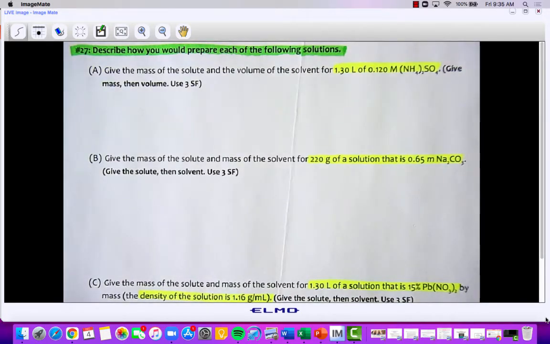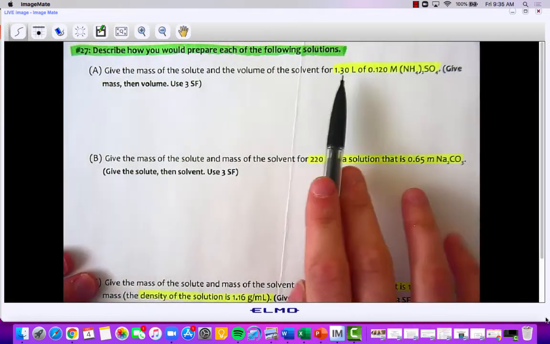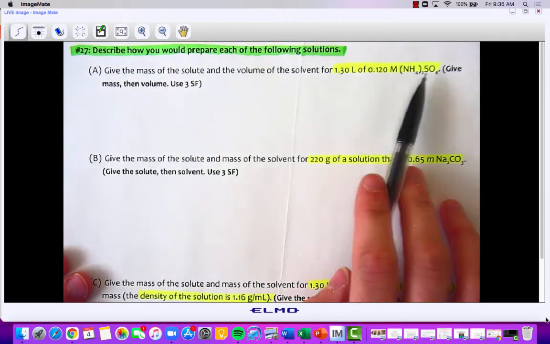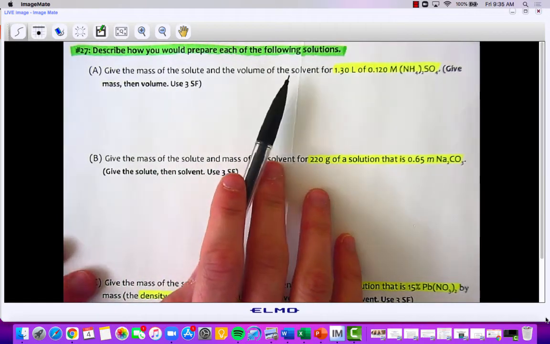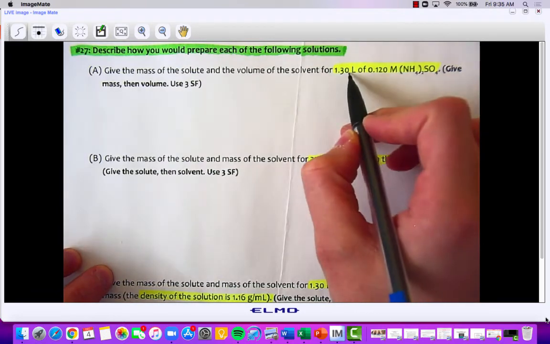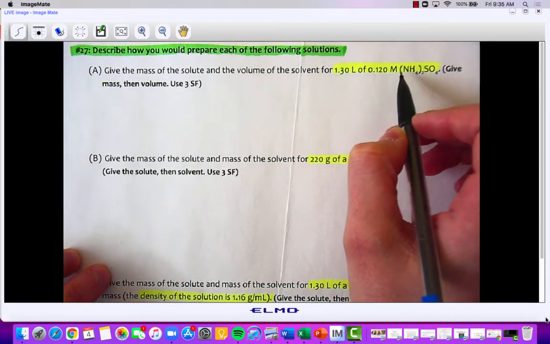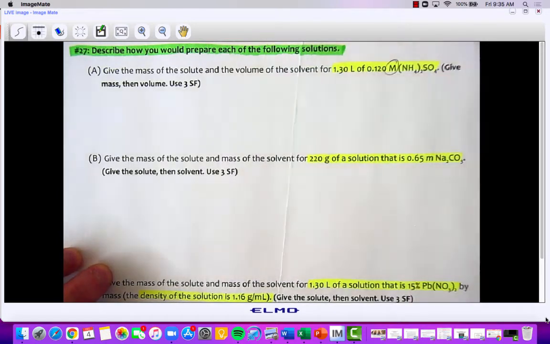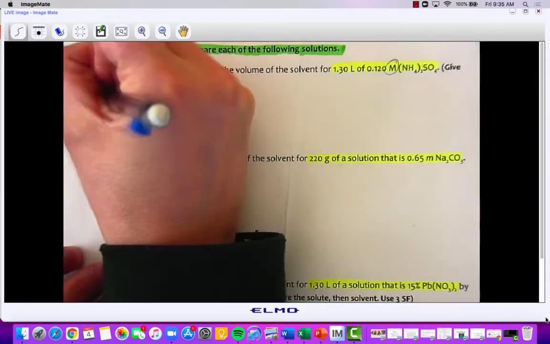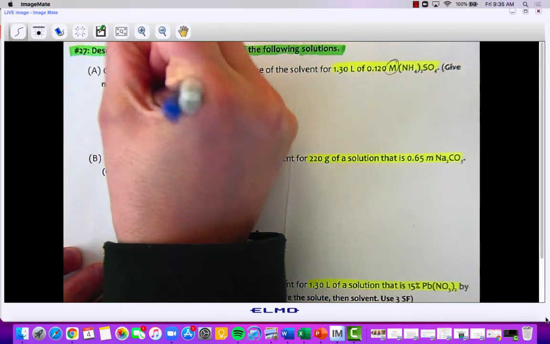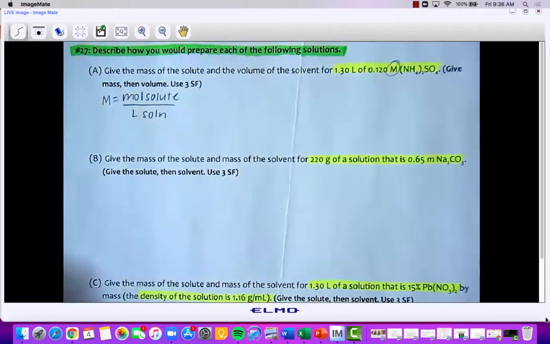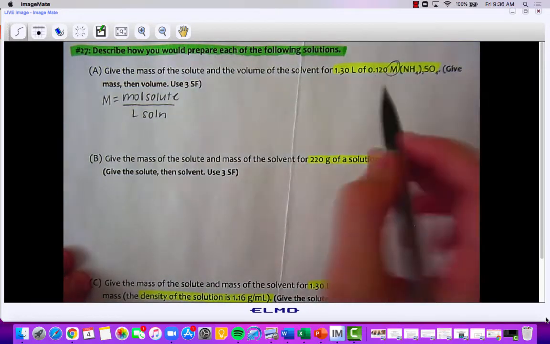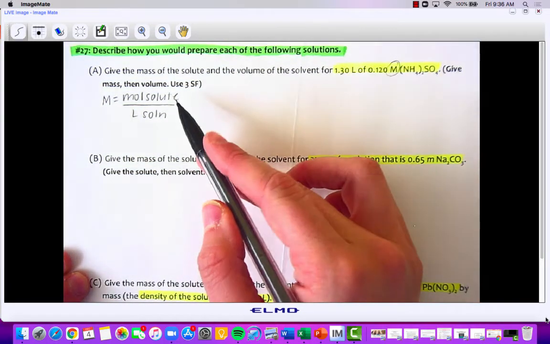So for part A, it says give the mass of the solute and the volume of the solvent for 1.30 liters of 0.120 molar ammonium sulfate. So we need to figure out what mass of solute and what volume of solvent we would need to make 1.3 liters of 0.120 molar solution. So let's focus on molarity. So remember that molarity is moles of solute over liters of solution. So I'm just going to plug in my information and I'm going to solve for solute.